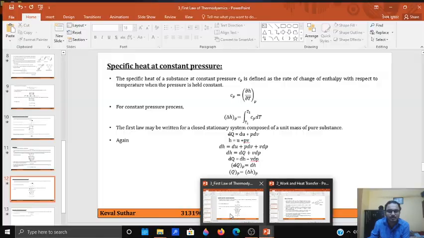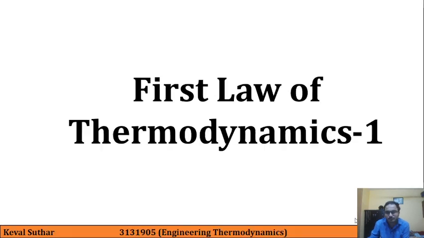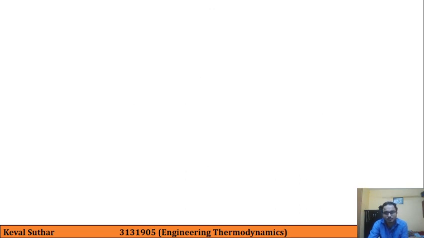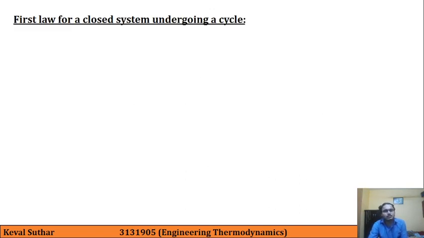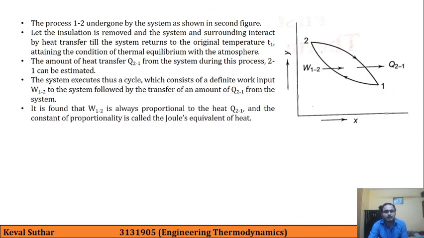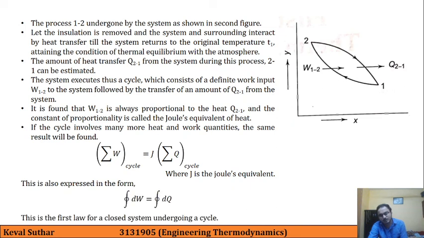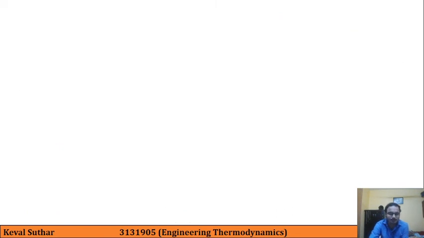Then we started with the first law of thermodynamics. We started with the first law for a closed system undergoing a cycle with this example, in which we arrived at an equation that sigma of W in a cycle is equal to J sigma Q of a cycle, where J is Joule's equivalent. And this can also be expressed in this integral form, that is cyclic integral of W is equal to cyclic integral of Q.